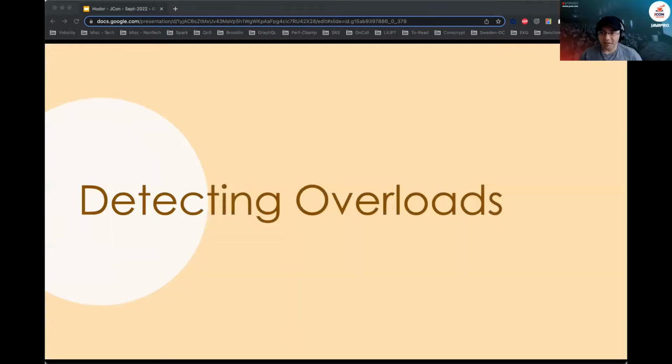Thanks, Abhishek. Hi, everyone. My name is Salil. I'm a staff software engineer at LinkedIn. So now that we are familiar with the goals of Hodor, let's deep dive into how we accomplish this goal of detecting different types of overload. In this section, we'll take a deeper look into different types of overload detectors that we've built as part of Hodor.